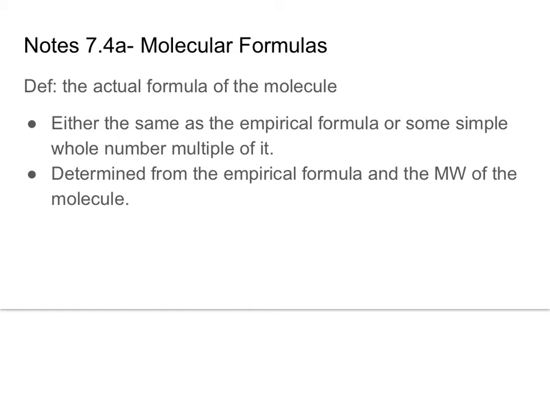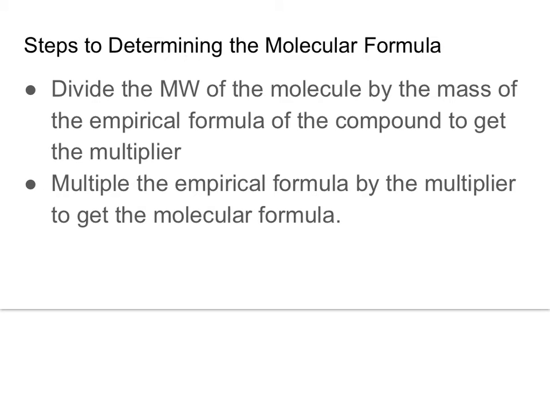To determine the molecular formula for a compound or a molecule, you would need to have both the empirical formula and the molecular weight of the molecule. So if you have the empirical formula and you know what the mass of the molecule is that you're working with, you can determine the molecular formula. The steps: you divide the molecular weight of the molecule by the mass of the empirical formula of the compound to get what we call the multiplier. And you will then multiply the empirical formula by the multiplier in order to get the molecular formula.